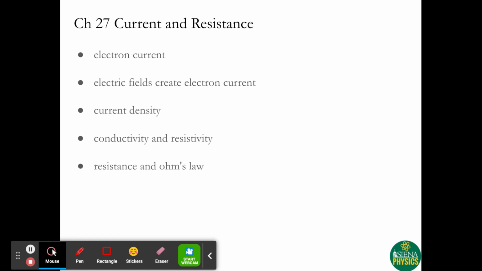Hi, I'm going to talk to you about Chapter 27, which is on current and resistance. We'll talk about a few different types of ways to quantify current, including electron current and regular old conventional current. Look at current density, and then some properties of materials that make them good conductors, and then finally we'll finish with Ohm's law, which describes how potential, current, and resistance are all connected.